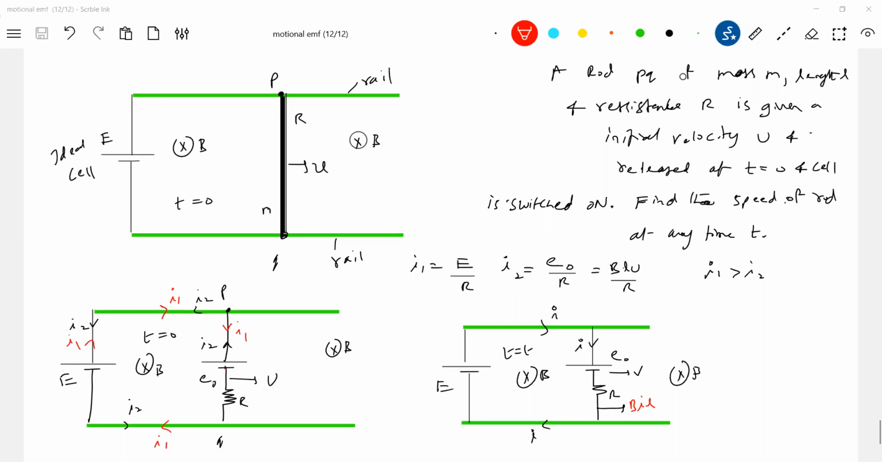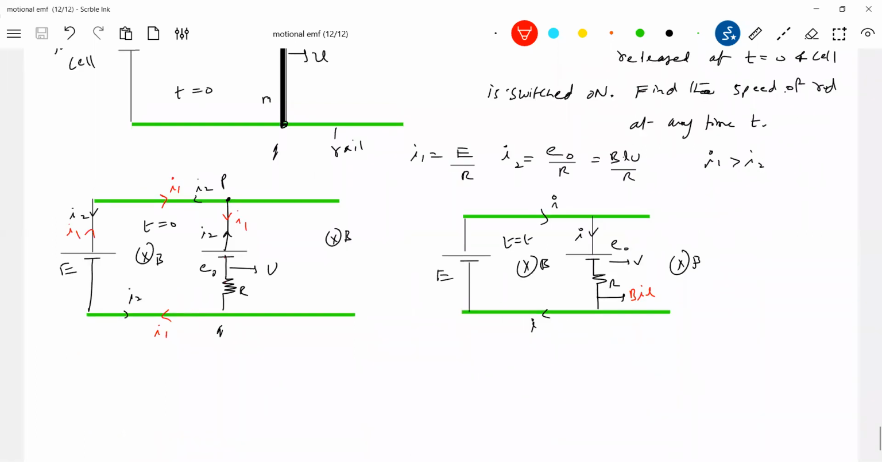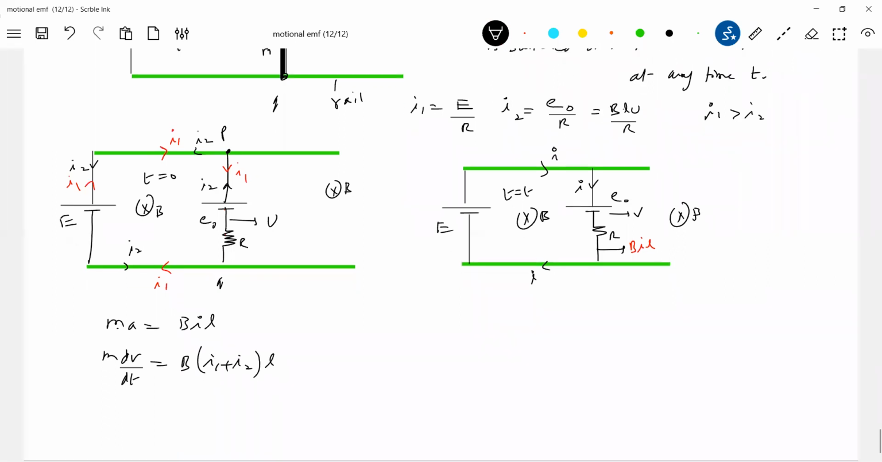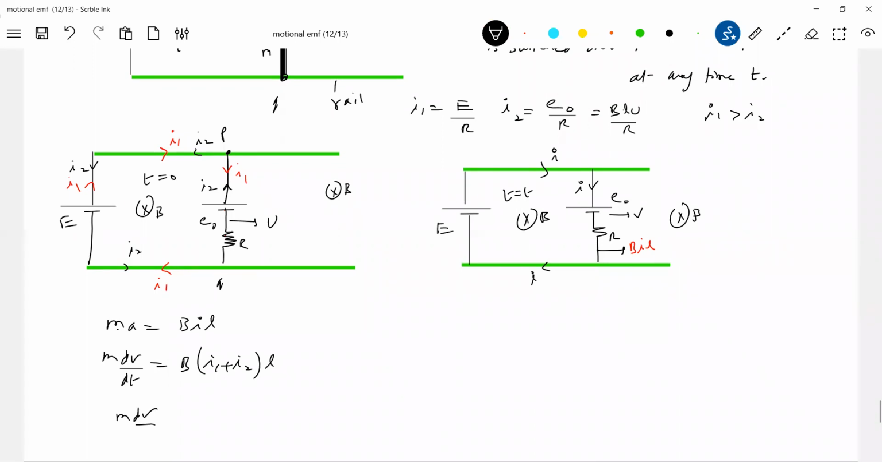So let's write the resultant equations. Looking at the third diagram, at any time t, MA is equal to BIL. So M dV by dt is equal to BIL, where I is equal to I1 plus I2. What is I1? E by R. What about I2? BLV by R.